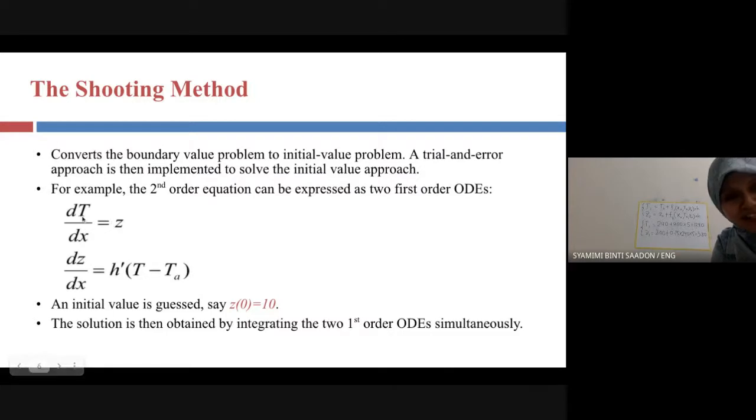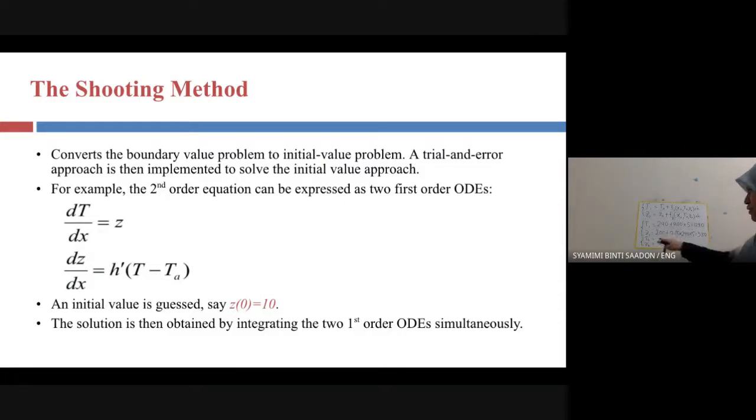And for Z1, Z0 is actually T prime 0, so we use the same value that we assumed, 200, plus F2. dz/dx in our equation is 0.15 T. T0 is the boundary condition, 240, times 5, the step size. So we get 380. Okay, so we have T1 and Z1, and then we calculate again for T2 and Z2.